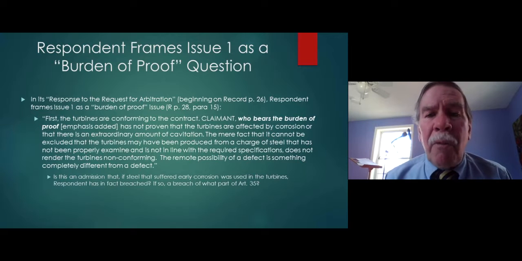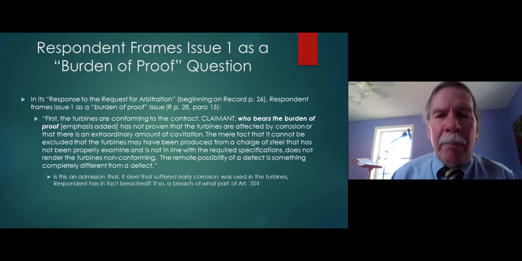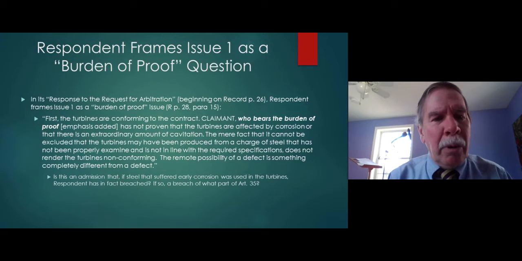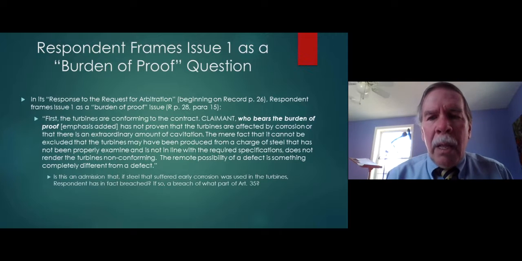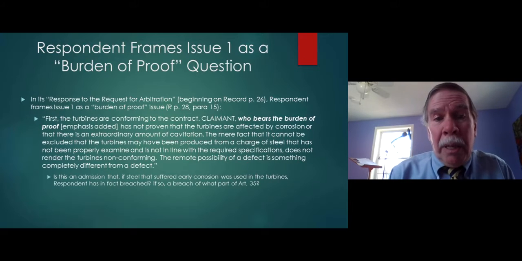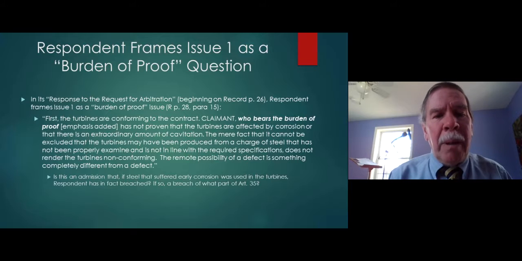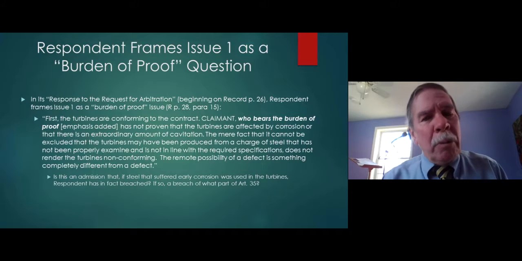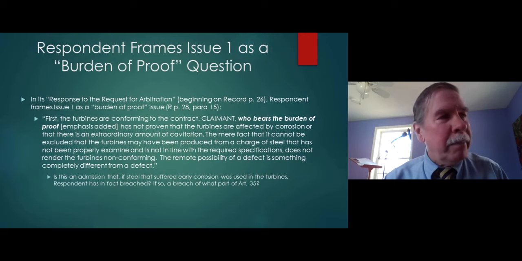First, the turbines are conforming to the contract. Claimant, who bears the burden of proof, has not proven that the turbines are affected by corrosion or that there is an extraordinary amount of cavitation. The mere fact that it cannot be excluded that the turbines may have been produced from a charge of steel that has not been properly examined and is not in line with the required specifications does not render the turbines non-conforming. The remote possibility of a defect is something completely different from a defect.